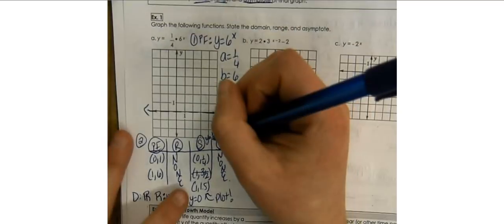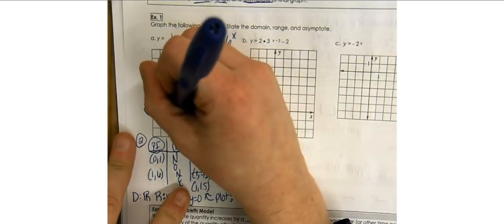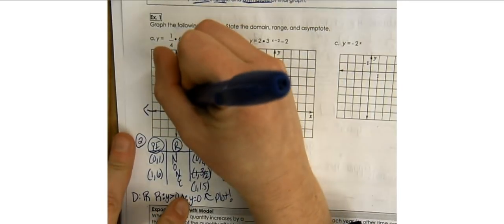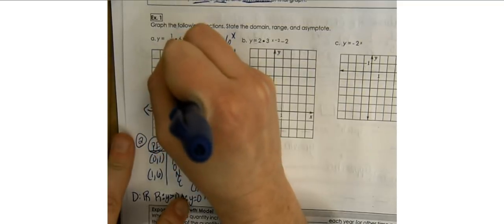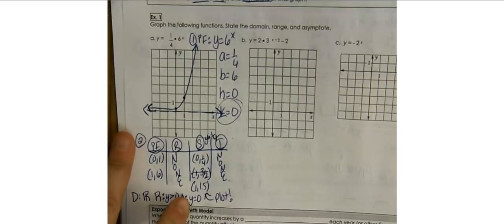And I'm going to plot 0, 1/4, and I'm going to approximate where that's located, and 1, 1.5, so that's about right here. My graph is going to look like a smooth J, like a curve that is increasing, and that is our graph. That's all that you have to do. So let's go ahead and look at letter B.